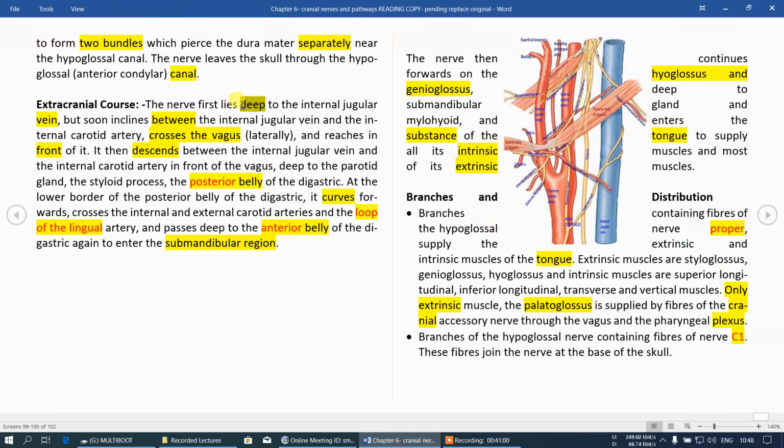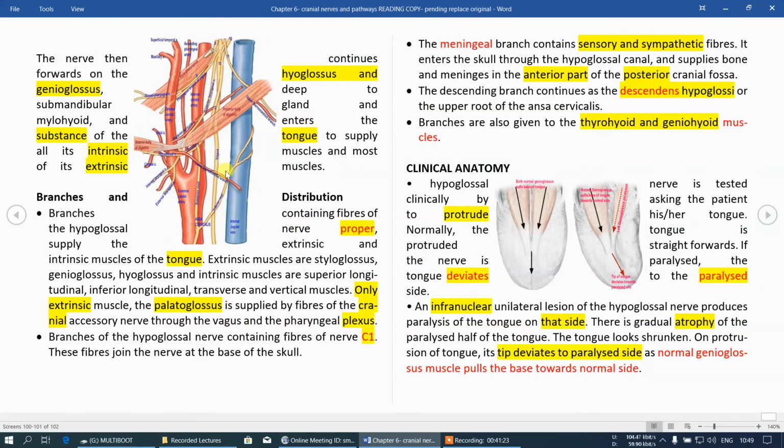So you can see this milestone. It is deep to the internal jugular vein. It is between vein and artery, and it descends between vein and nerve. Then it relates to the posterior belly of digastric, and it curves round, and then it relates to the loop of the lingual artery, and finally it enters the submandibular region. Then it supplies the muscles of the tongue. So hyoglossus and genioglossus, it will enter the substance of these two and supply all the intrinsic and extrinsic muscles of the tongue.